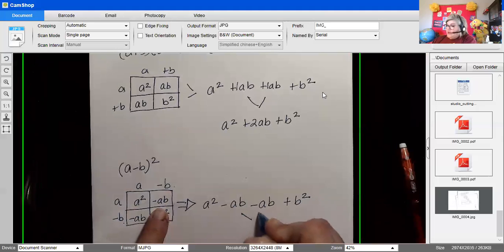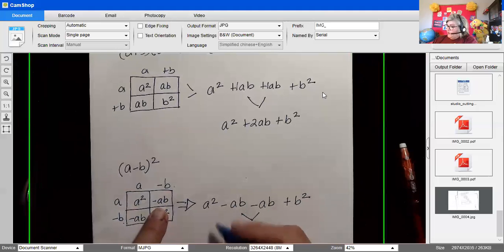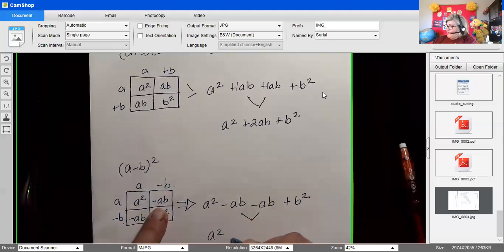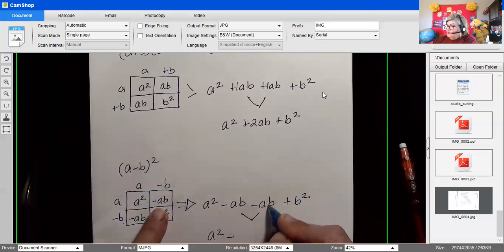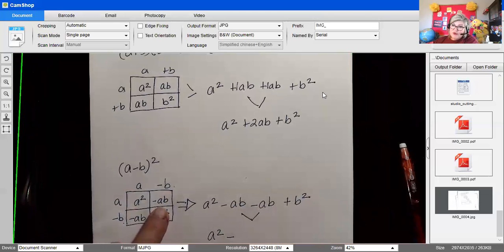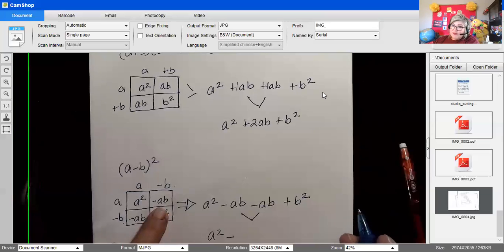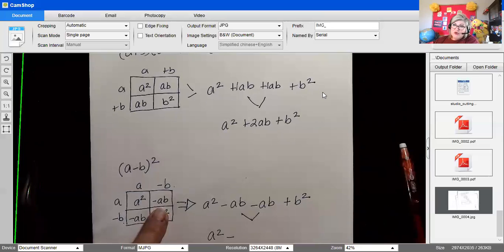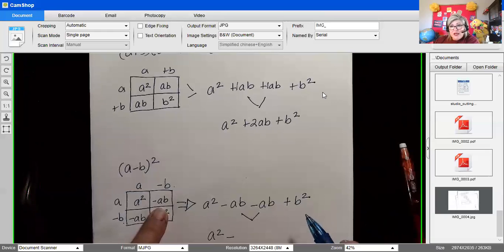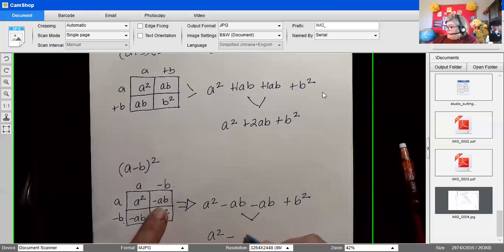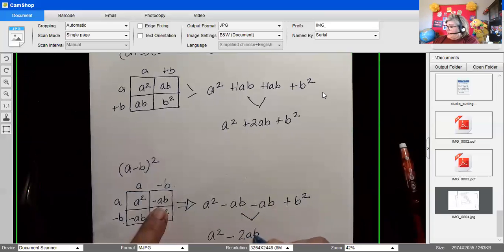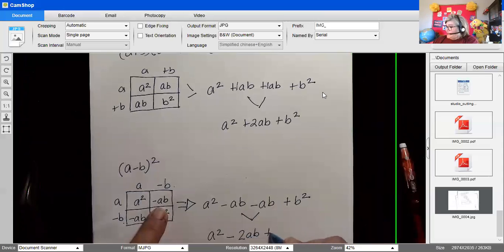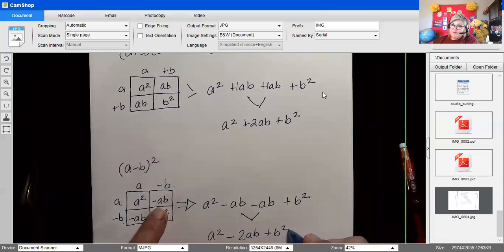So combining our middle terms, we get a squared minus 1ab minus 1ab, which is minus 1 minus another 1, meaning you owe somebody $1 and you borrow $1 more. How many dollars are you in debt? $2. So minus 2ab, and then plus b squared.